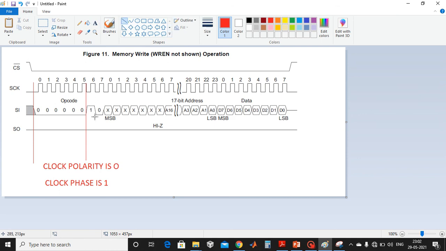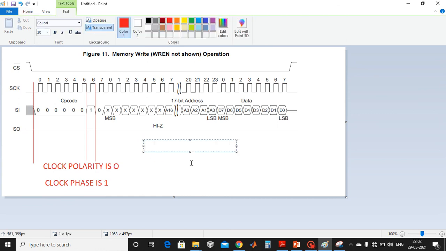Let's see one more data transition here. Here 1 to 0 transition is there, and you can see that this data is updating on the falling edge. So I hope this thing is clear to you from the datasheet of the slave device.